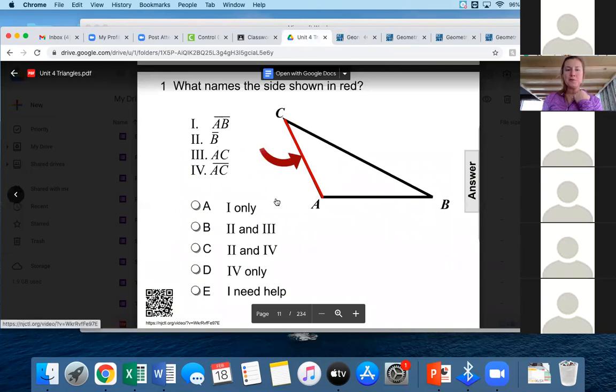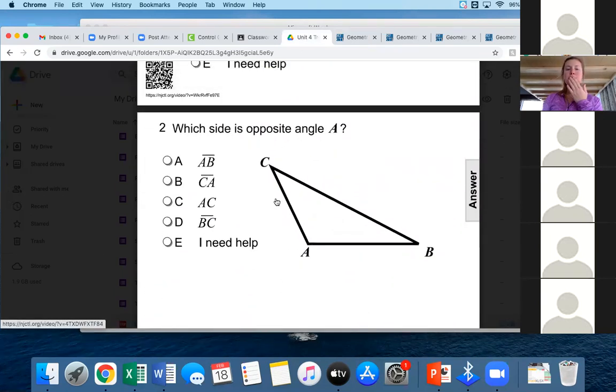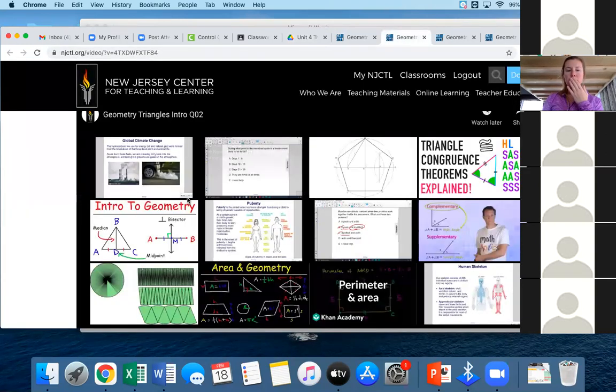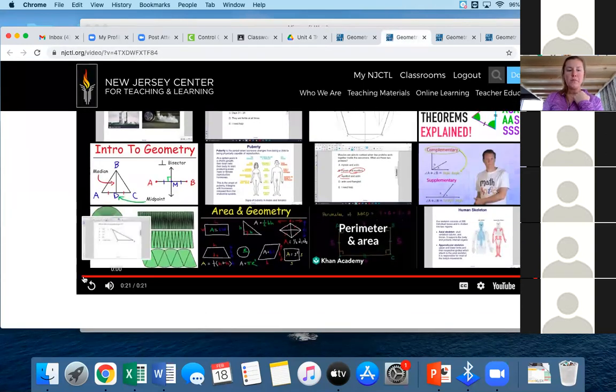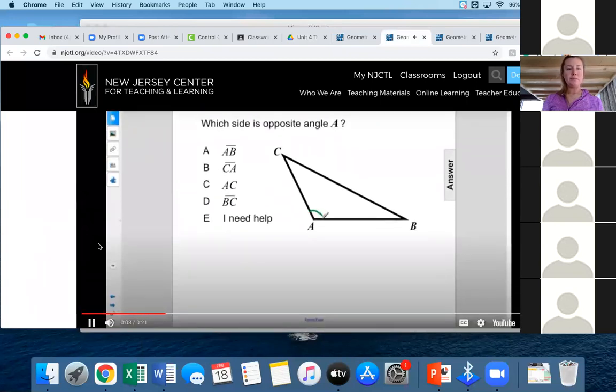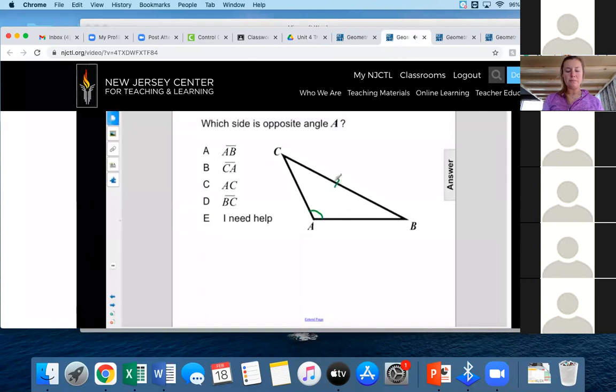All right, here we go. Question number 2. Which side is opposite of angle A? All right, well, angle A is here. So this is the side that's opposite, and this would be line segment CB or line segment BC. So let's see, we have line segment BC right here. So the answer is D.